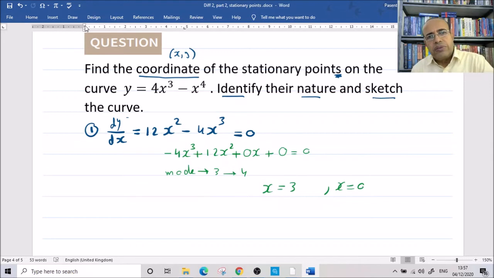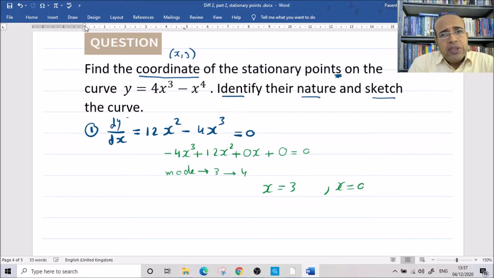There is no other root. So we have here two roots, x equals 3 and x equals 0. Actually, x equals 0 is a double root, 0 and 0, because this is power 3. We must have 3 roots to the equation. Here we have two double roots, 0 and 0.